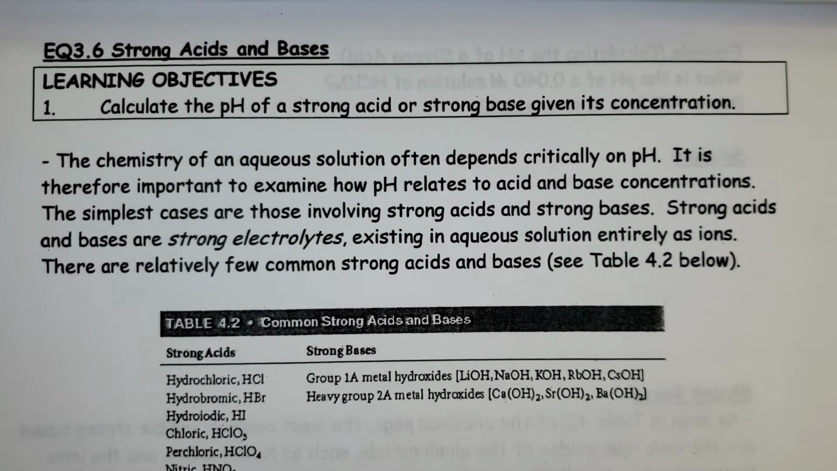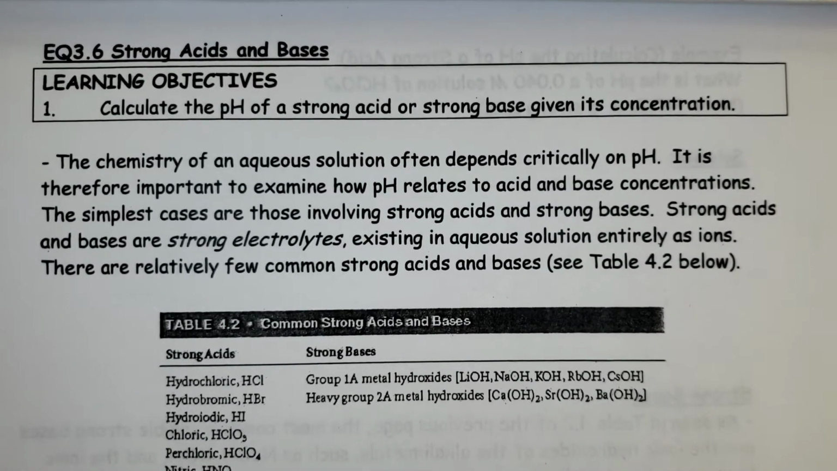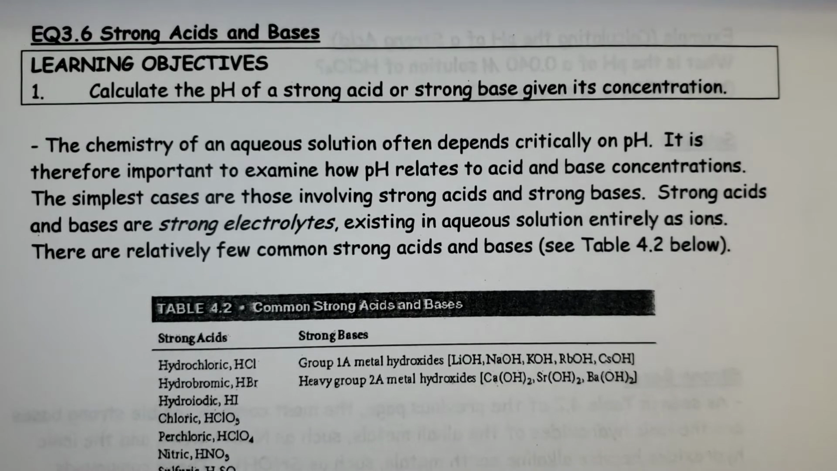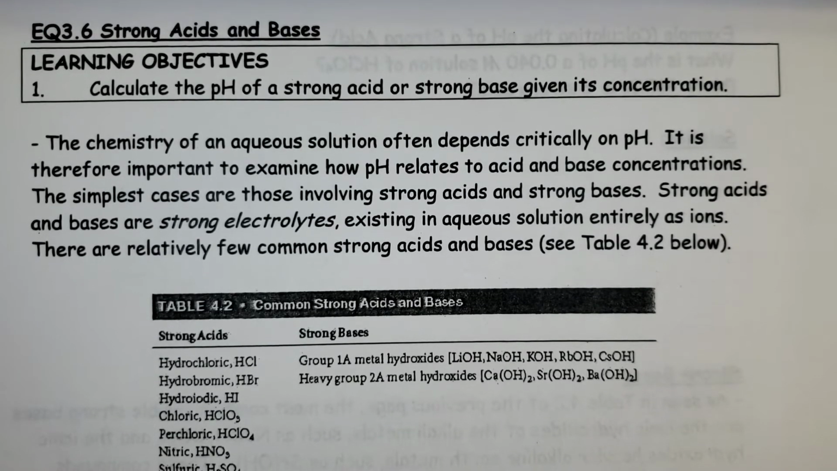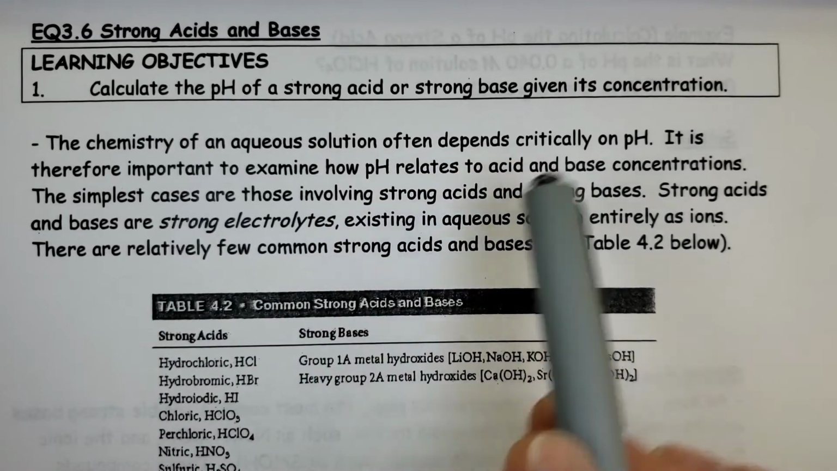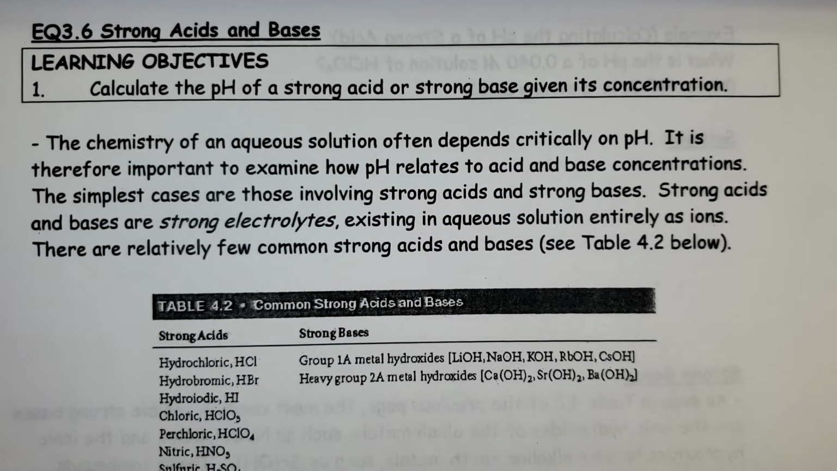So in 3.5 we looked at pH, potency of hydrogen, pOH, etc., and how that relates to the concentration of H pluses and the concentration of OH minuses. Now we'll look at strong acids and bases and what that means. So we'll look at calculating the pH of a strong acid or a strong base given its concentration.